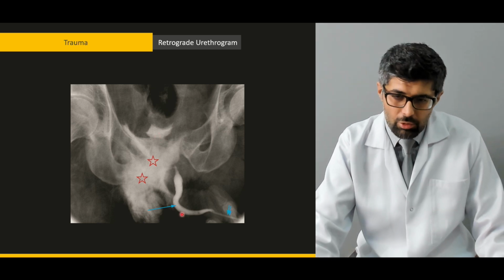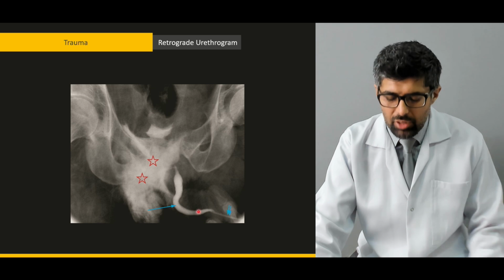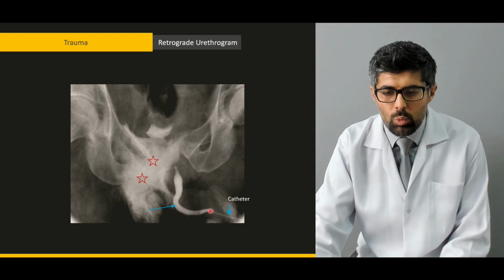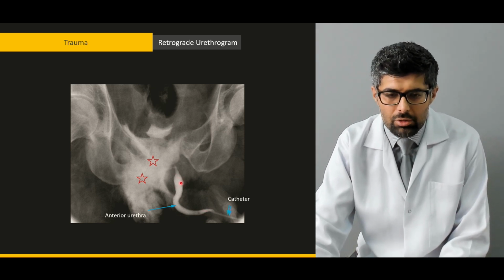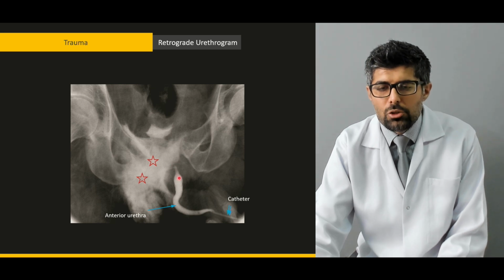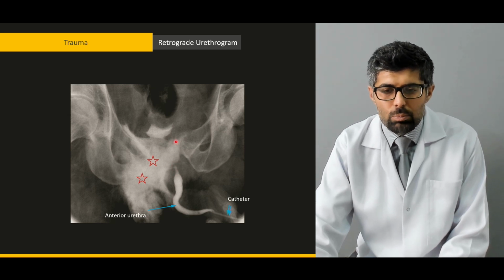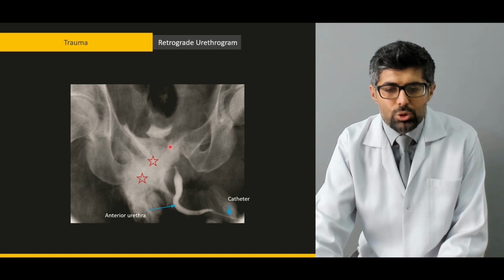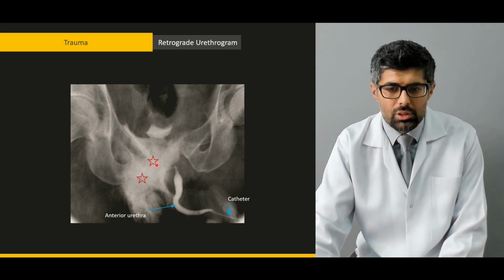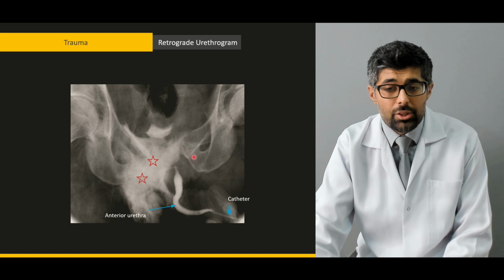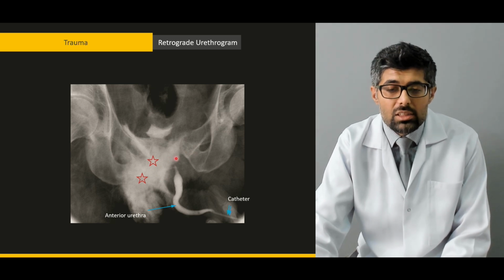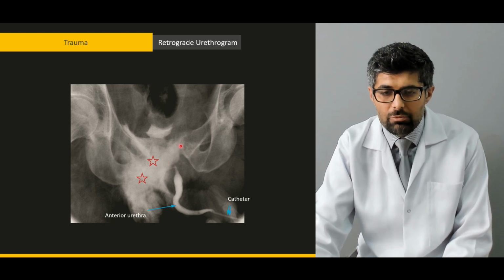Now, in this radiograph, the contrast medium is introduced via the catheter into the urethra. Now, this is the anterior urethra and this is the posterior urethra. Now, the posterior urethra has ruptured, rather it has been obliterated because of the diastasis and fracture of the pubic symphysis.